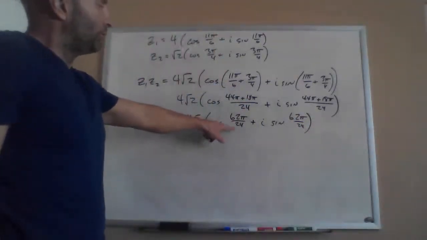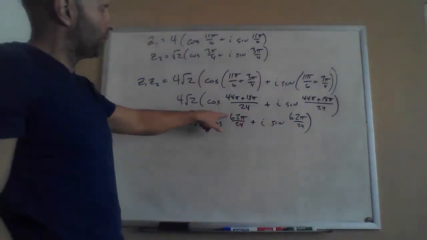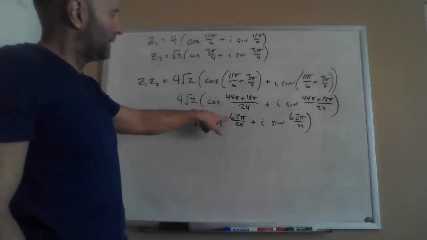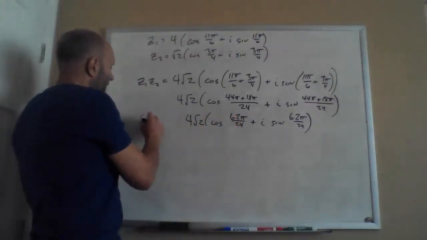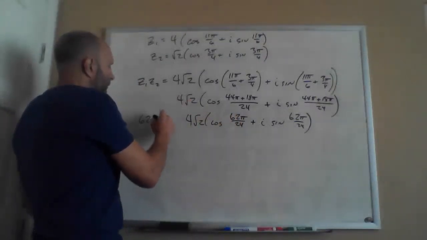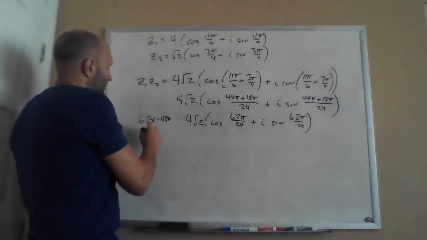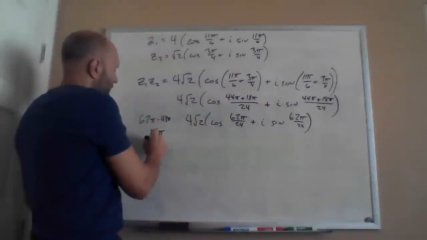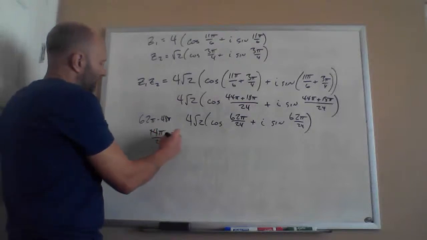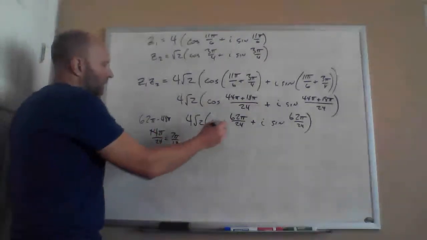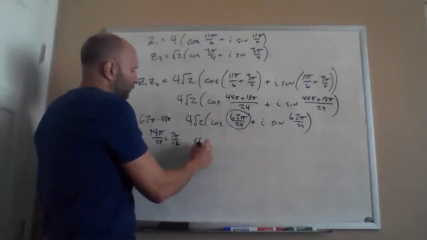We're not done here. So these two numbers are bigger than 2 pi. So 24 times 2 is 48, so this one is bigger than 2 pi. So if I do 62 pi minus 2 pi, which would be 48 pi, what do we get there? 14? Yeah. So 14 pi over 24. Simplify this, divide them both by 2, is 7 pi over 12. So this angle between 0 and 2 pi is really 7 pi over 12.